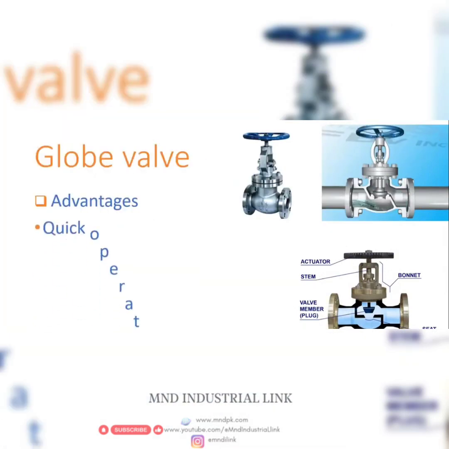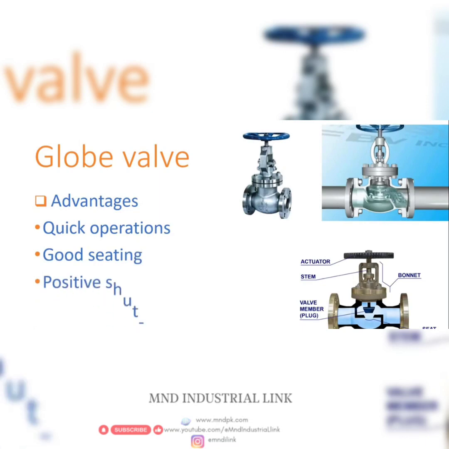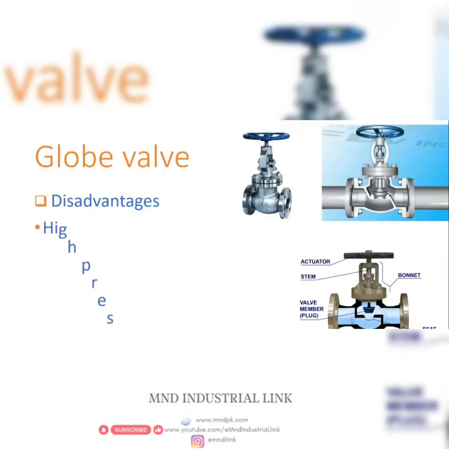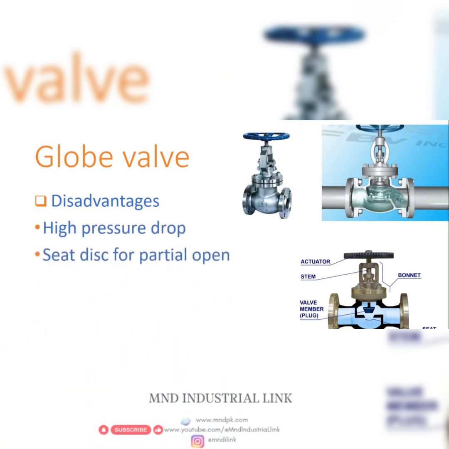Advantages: this valve can operate quickly due to its short stem, and this is the most reliable form of seating, which provides preferred shut-off. Disadvantages: the globe valve has a higher pressure drop than the gate valve, and the seat and disc wear in partially open conditions.